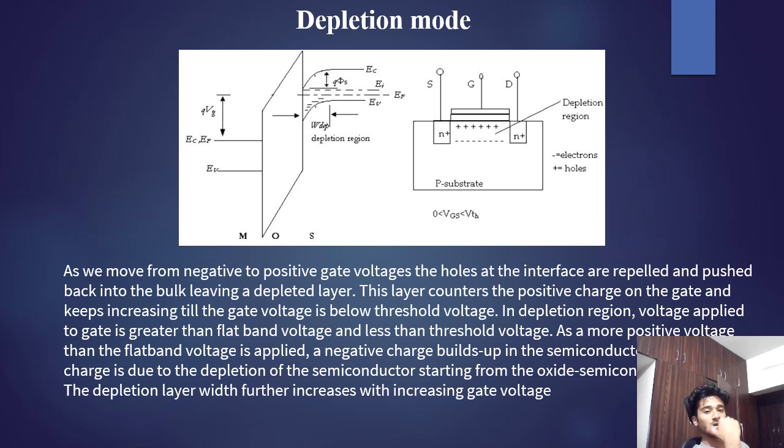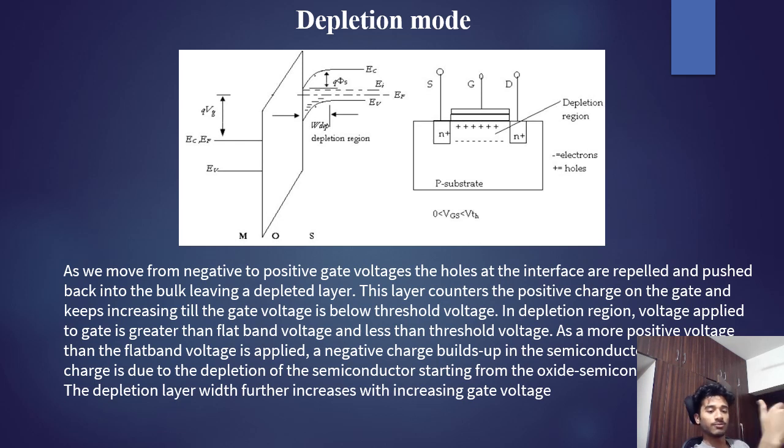The second mode we are going to discuss is depletion mode. As we move from negative to positive gate voltages, the holes at the interface are repelled and pushed back into the bulk, leaving a depleted layer. This layer counters the positive charge on the gate and keeps increasing till the gate voltage reaches the threshold voltage. In the depletion region, the voltage applied to the gate is greater than the flat band voltage and less than the threshold voltage.